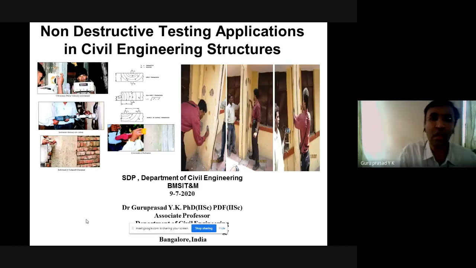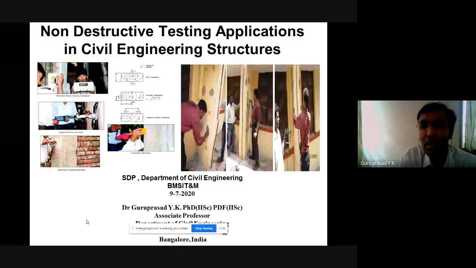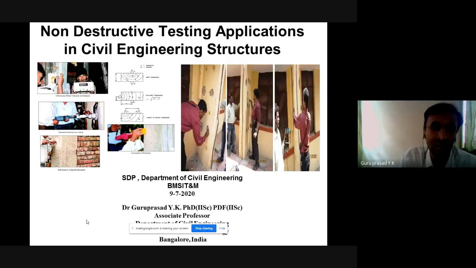Today's talk, I'm going to talk on non-destructive testing applications in civil engineering structures. Since all the present participants are also dealing with laboratory equipment which may require the use of these non-destructive testing equipment, it can help in condition assessment and also in assessing the present structural strength of the structure. In fact, you can actually assess it using non-destructive testing applications.